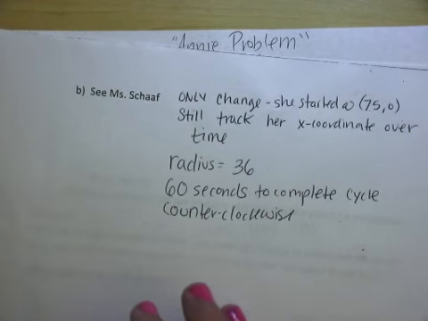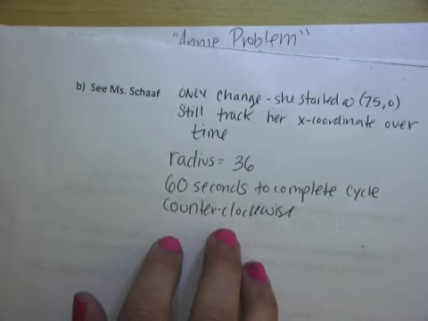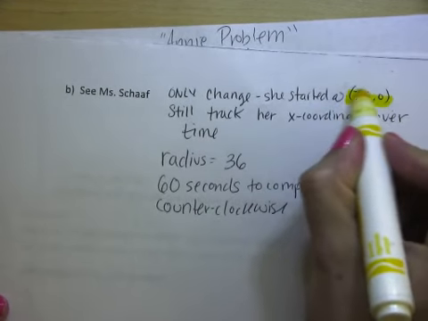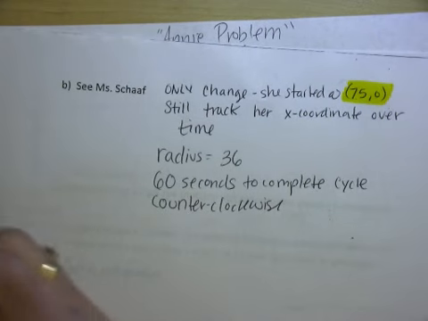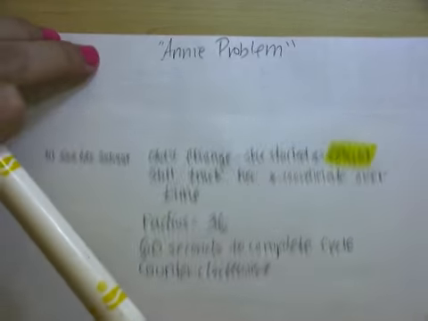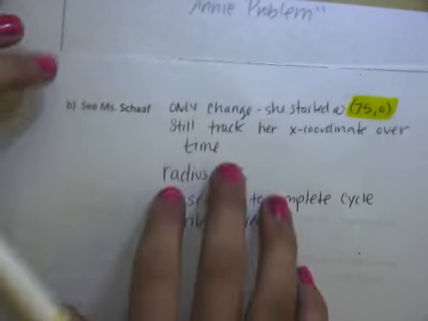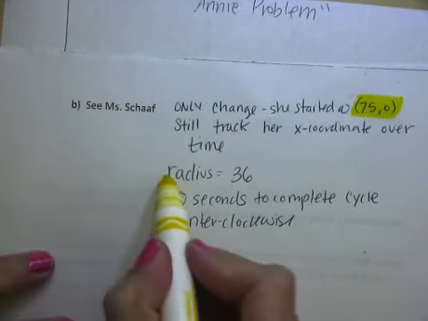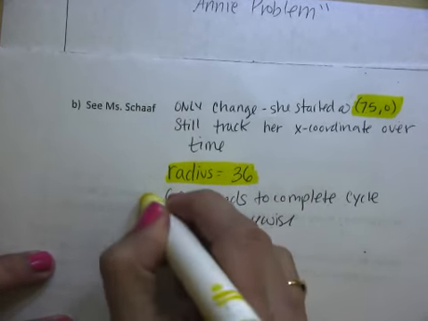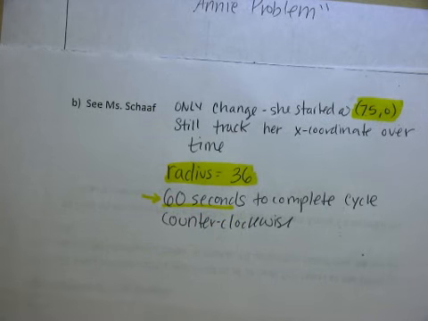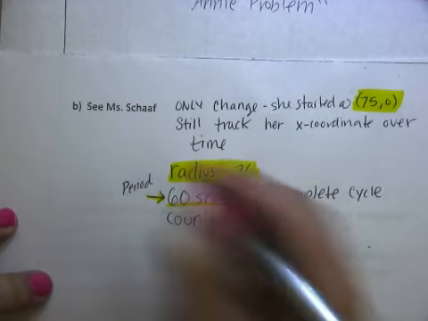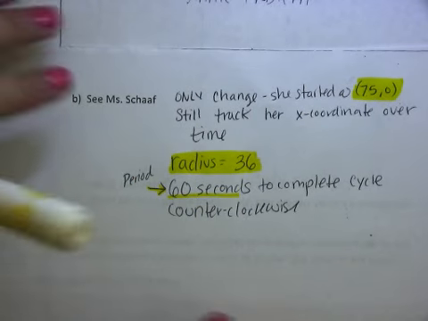And I gave you a new starting point now for Annie. So instead of starting out at 36.0, she now started at a different point. Some of you got 75.0, some of you I think I gave 72.0, so it might have been a little bit different. But in any case, she started at a point that was further out on the x-axis. Everything else remained the same. The radius of her circle was still 36. She took 60 seconds to complete a cycle, hence 60 seconds is the period. Period is how long it takes to complete one rotation, and she's still traveling counterclockwise.